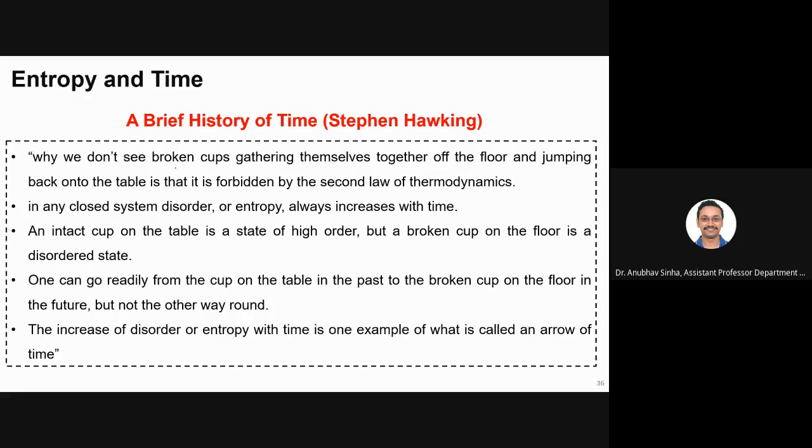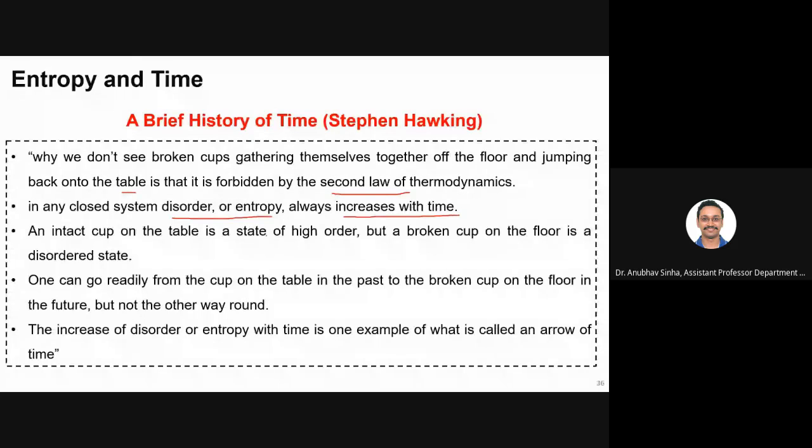We don't see that broken cup gathering itself. It will not come back and jump onto your table, because that is forbidden by the second law. It goes against the second law. If that happens, it will decrease the entropy. So in a closed system, disorder, or entropy, always increases with time. This is what we have learned in the second law, and this is what gives you the arrow of time. This will give you a sense of time.